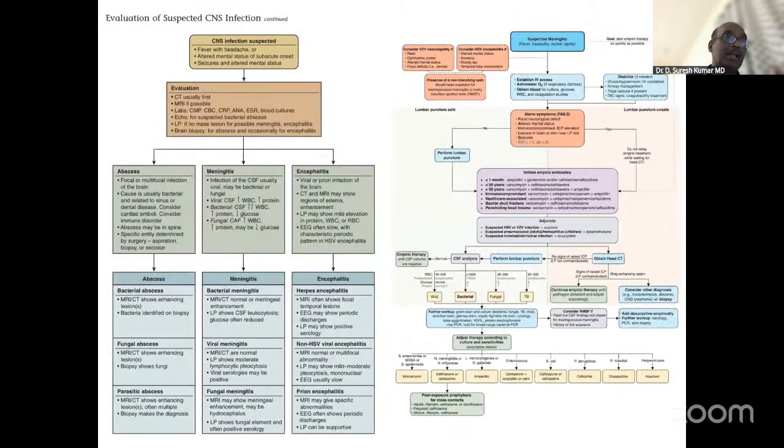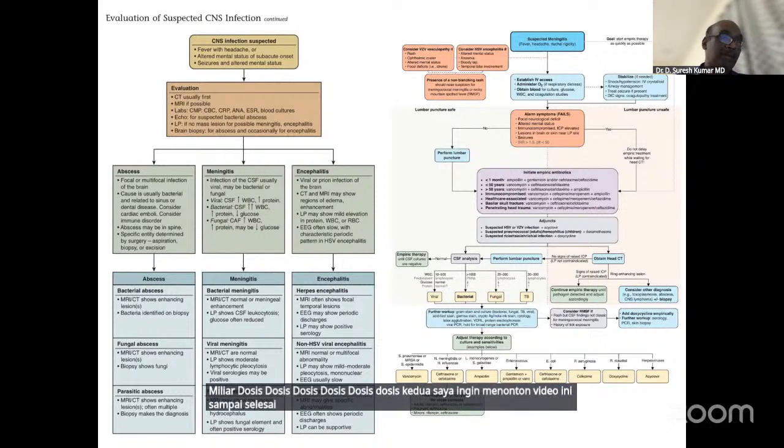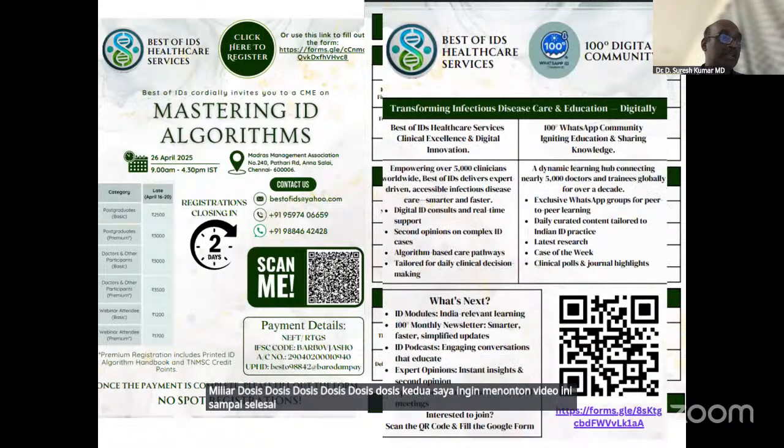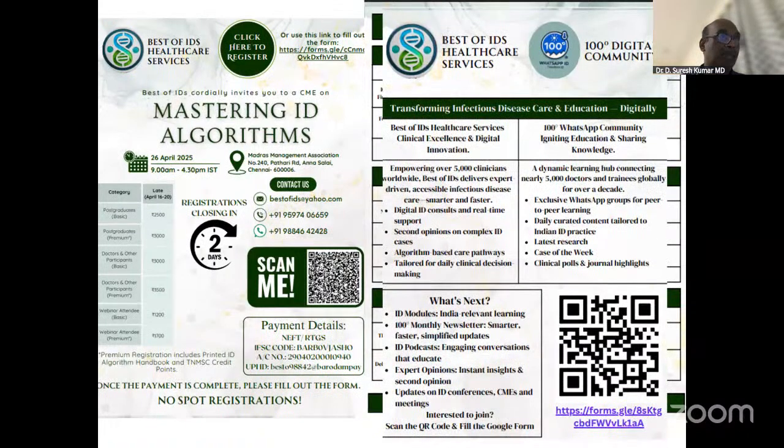And these are all the algorithms we are working on. Next week, in the algorithm CME on mastering encephalitis, we are going to show how to approach it and the methodical ways we are going to evaluate. This is a preview. The CME is coming up next week, so please keep in mind, those who are not registered, please register for this one.